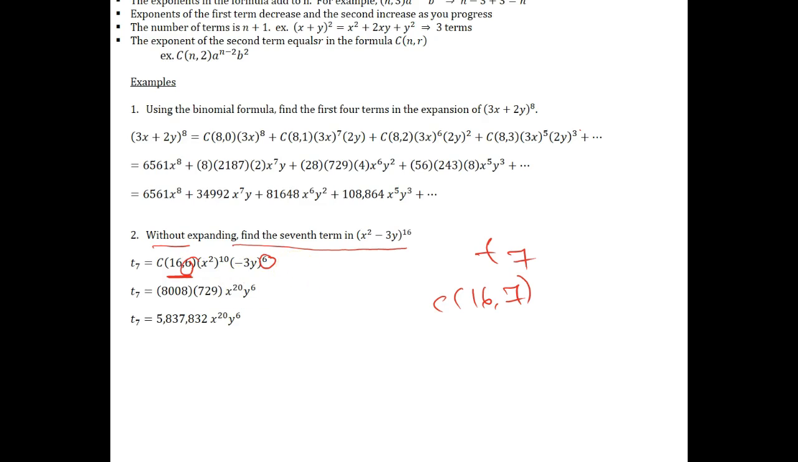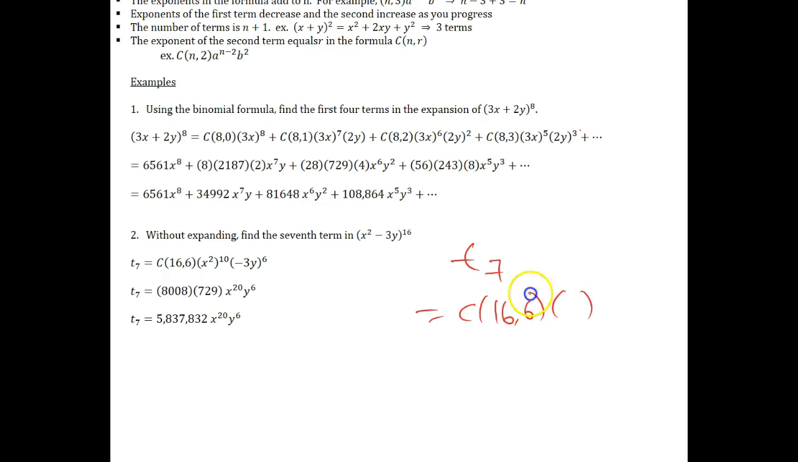I'll erase it. So again, we have the 7th term, so T7. We know it's going to be C, 16 choose 6, our A term, and our B term to the power of 6. And our A term really is simply x squared. So that's going to be x squared. And our B term is going to be negative 3y. So be careful of the signs. It's negative 3y. And since it's to the power of 16, the exponents always add to give 16. This has to be to the power of 10. That's the expression for the 7th term of this expansion.